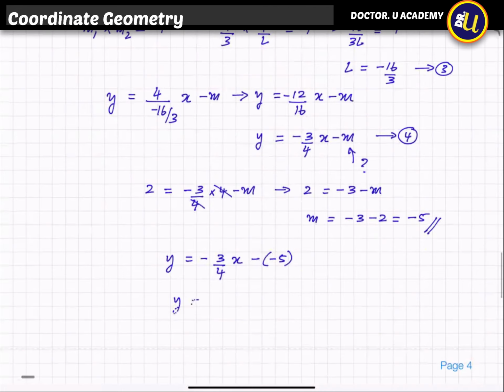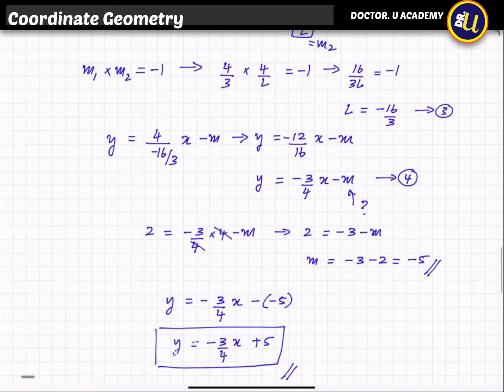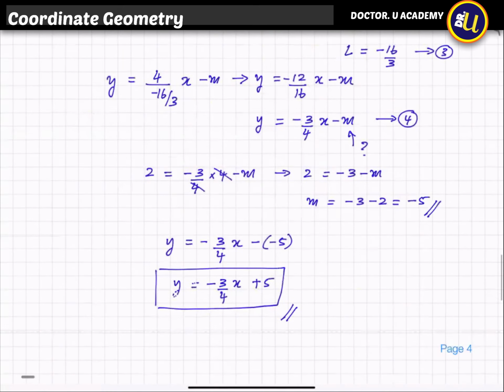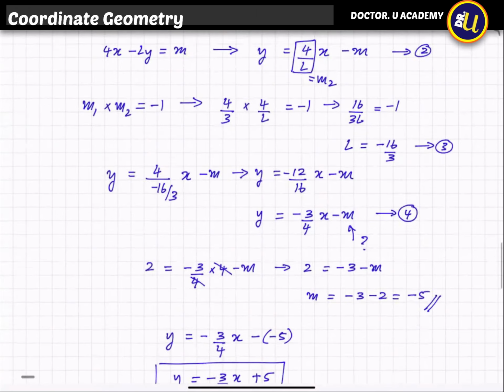So that would be -3 divided by 4x plus 5. So that's the answer to this equation. That's the answer to this question, right? So this is the equation we obtained, and that would be the answer to this question.